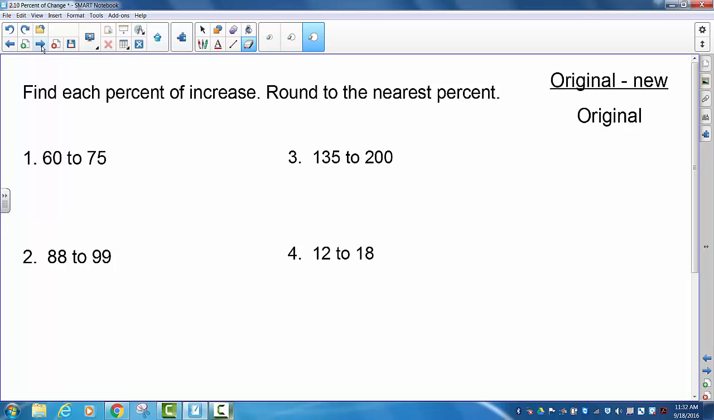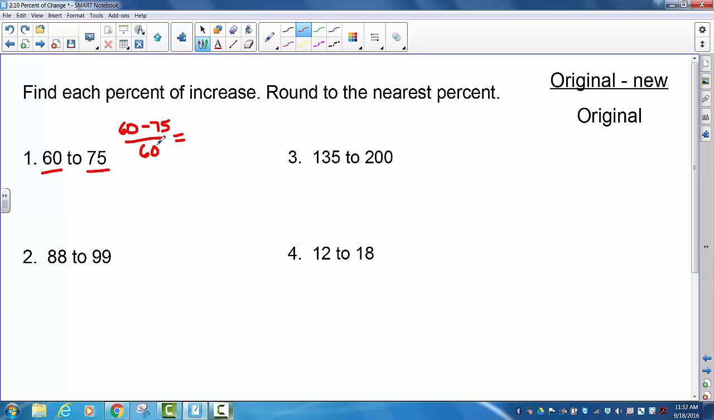So we start out with 60 and 75. 60 is the original amount, 75 is the new amount, because we go from 60 to 75. So we take the 60, we subtract 75, and we put it over 60.